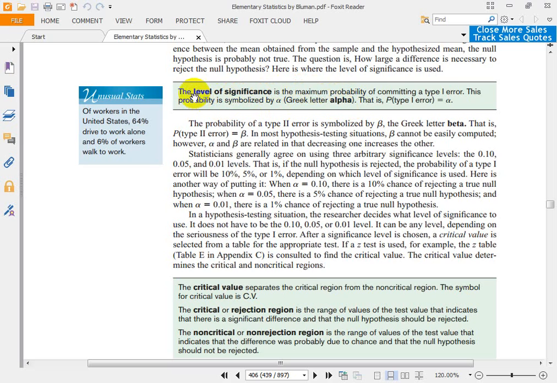So P value means the level of significance. Remember this one, please, because in the Excel output you will not get the term level of significance. You will be getting P value. So P value means level of significance.